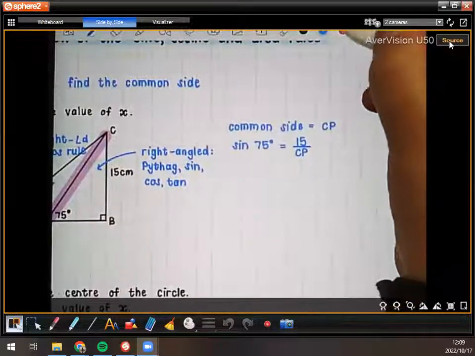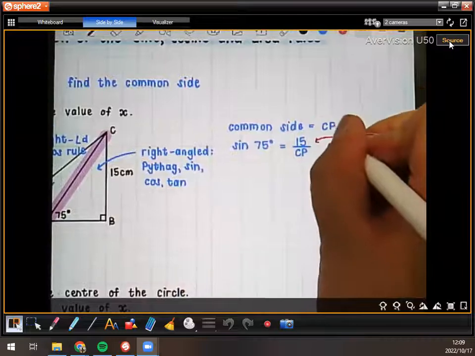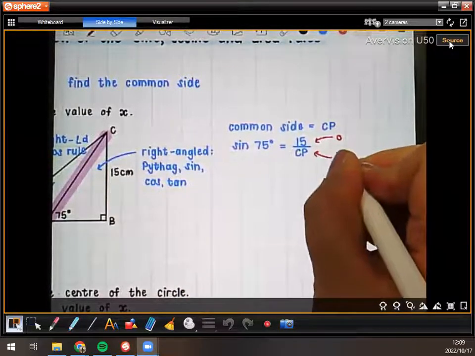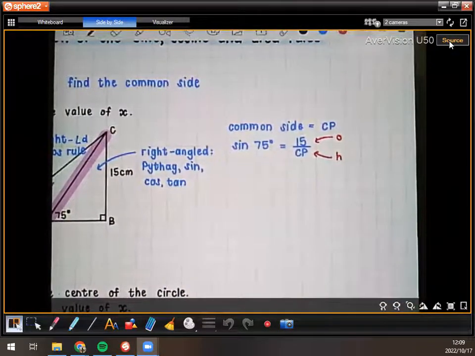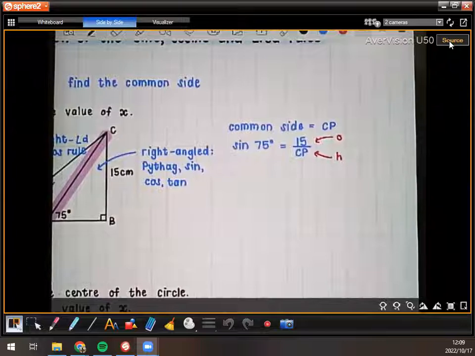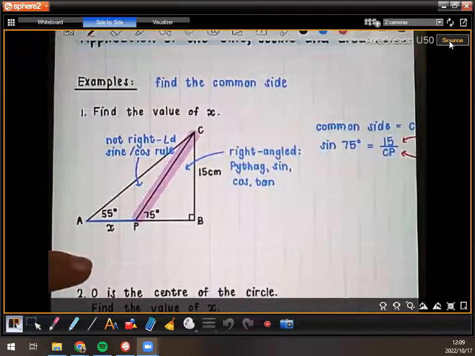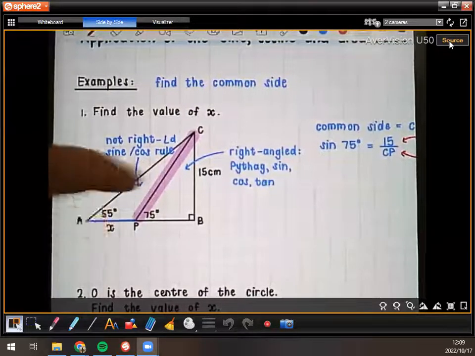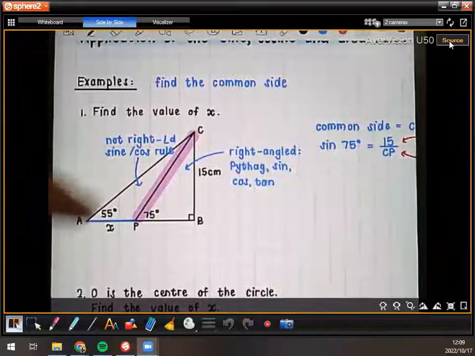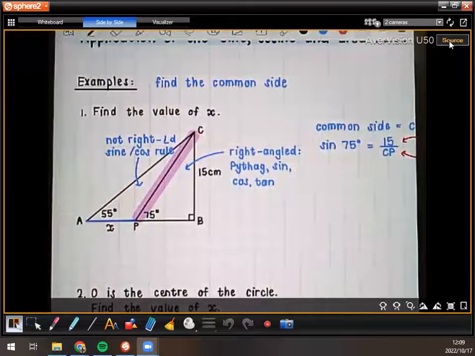Just add a little note next to that. I'm going to say, remember, this is the opposite side, this is the hypotenuse. That's where that's coming from. We're not using sine rule, guys. It's a right angle triangle, so we're using sine, opposite over hypotenuse. Remember, I want to find CP because that's the common side, and that's the reason why we're finding it. If I have this, I can use it in the other triangle as well. So what we're trying to do is find more information in the second triangle, because I want to find x, which is in the second.